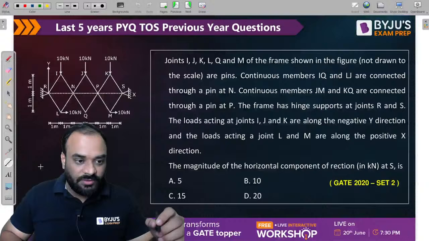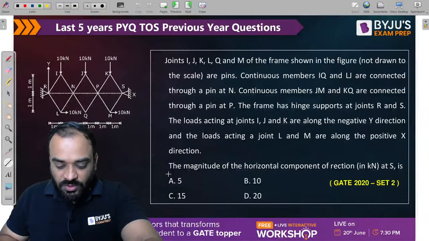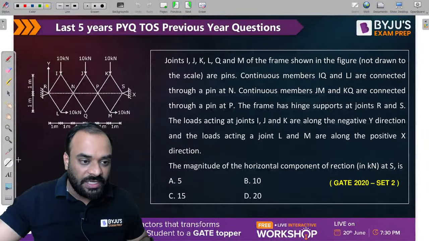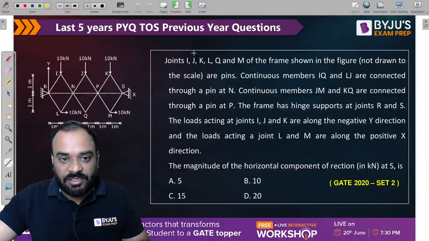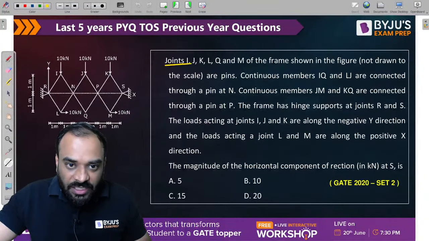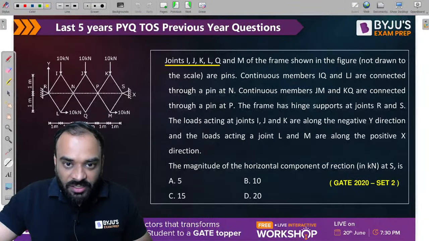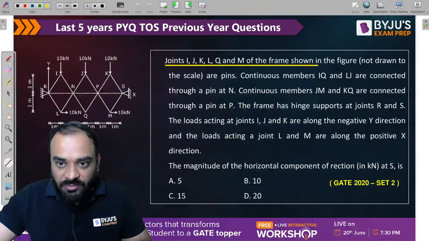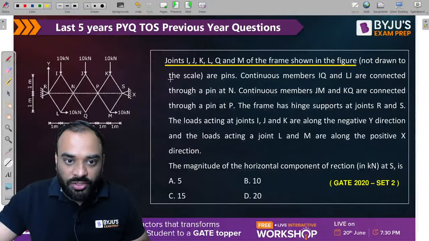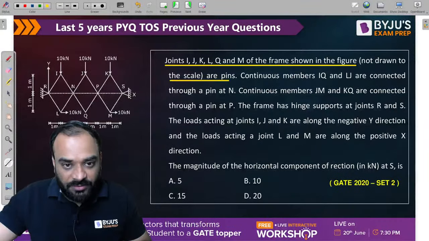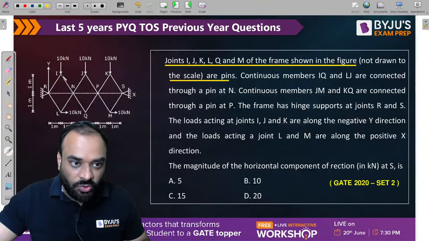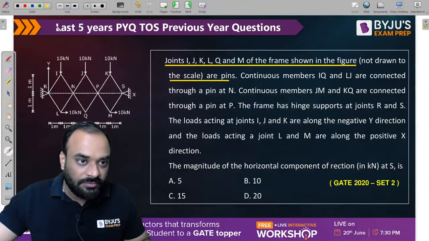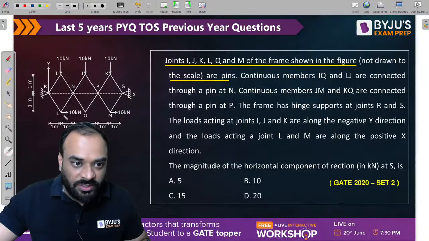Let's solve it. So what is given to us? First of all, we need to understand the question, then we'll solve this particular problem in detail. Okay, joints I, J, K, L, Q and M of the frame shown in the figure, not drawn to scale, are pin joints basically.